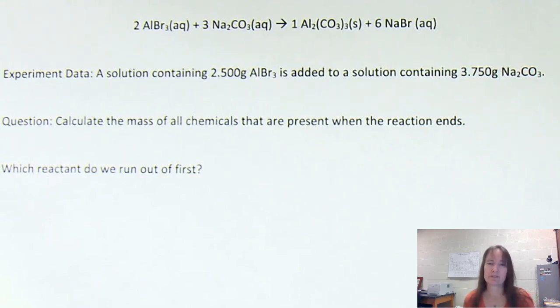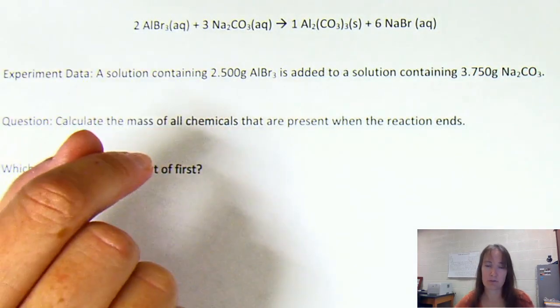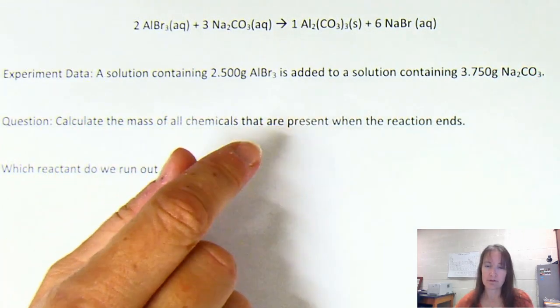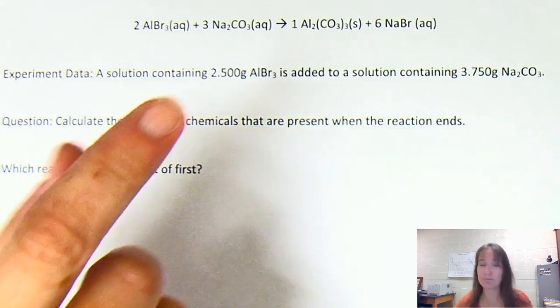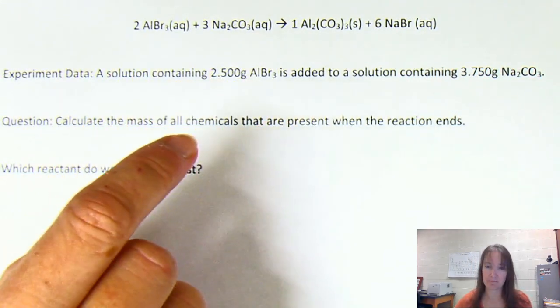In this video, we are going to be working on calculations involving chemical reactions. So I have written here a reaction between aluminum bromide and sodium carbonate to produce aluminum carbonate and sodium bromide. The reaction balanced has a 2:3 ratio between aluminum bromide and sodium carbonate to produce 1 mole of aluminum carbonate and 6 moles of sodium bromide. So the ratio in moles would be a 2 mole to 3 mole to 1 mole to 6 mole ratio.